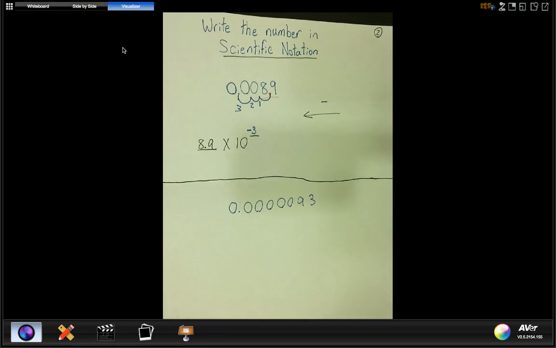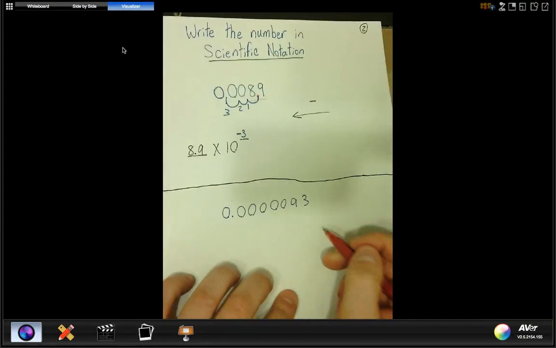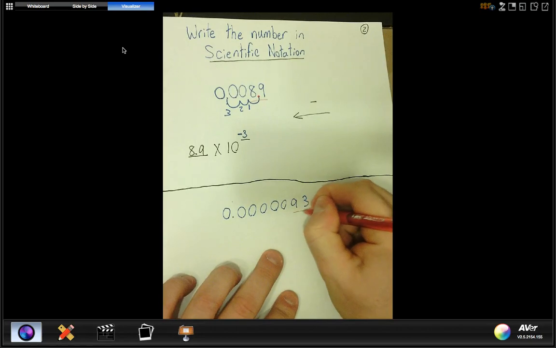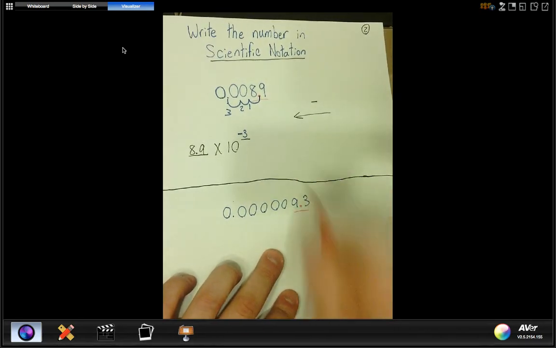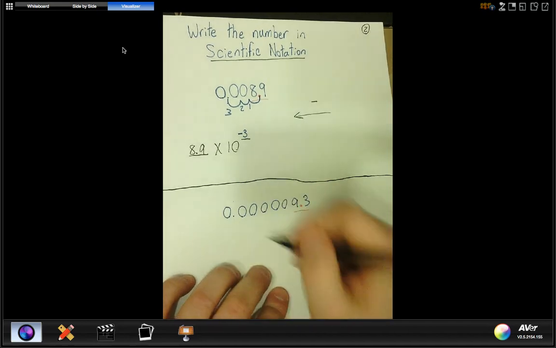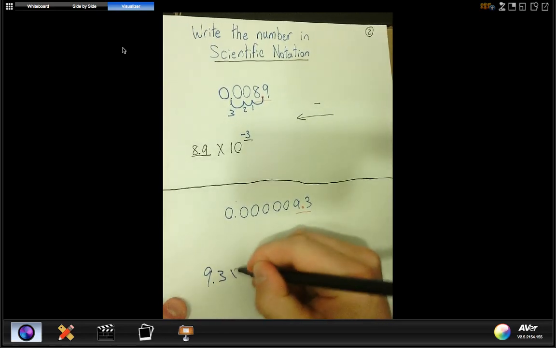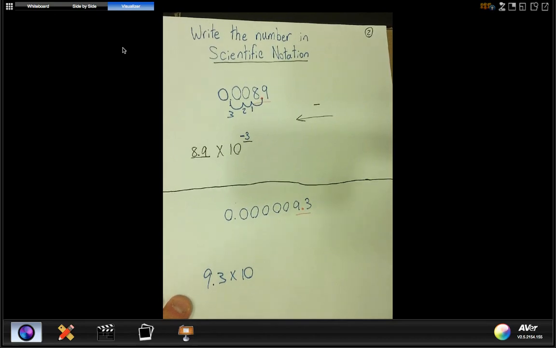Let's take a look at this giant one here. That's a lot of zeros. I don't want to write all those zeros every time. It's easier for me to write this in scientific notation. I see 2 numbers here. I'm going to put my new decimal point there. I know that I now have 9.3 times 10 to something. I'm not sure yet. What is it going to be?